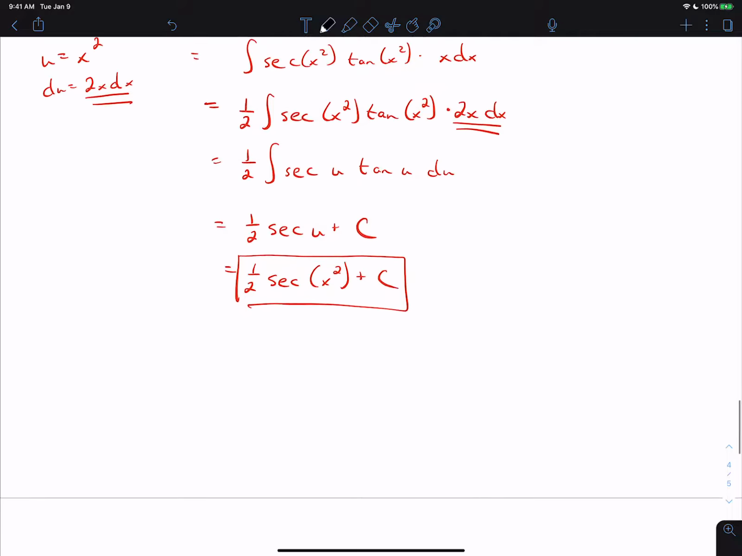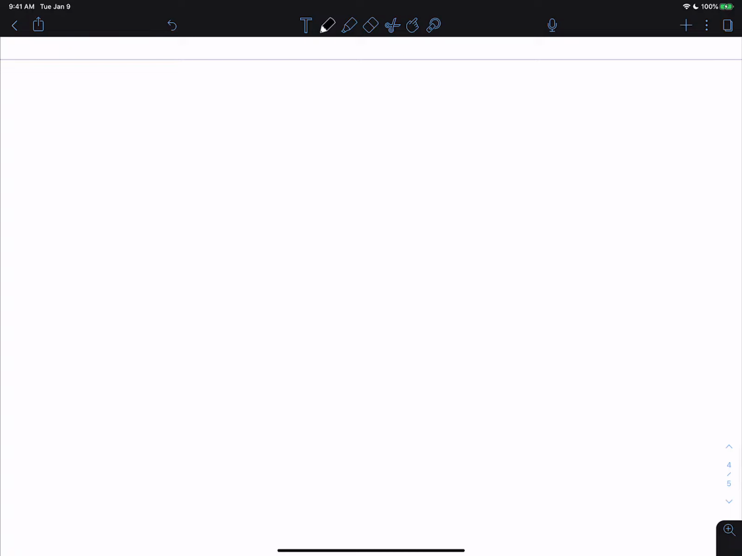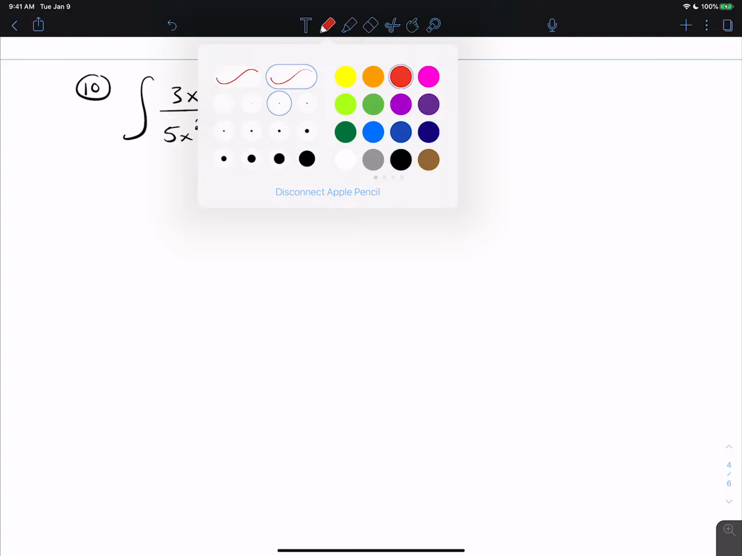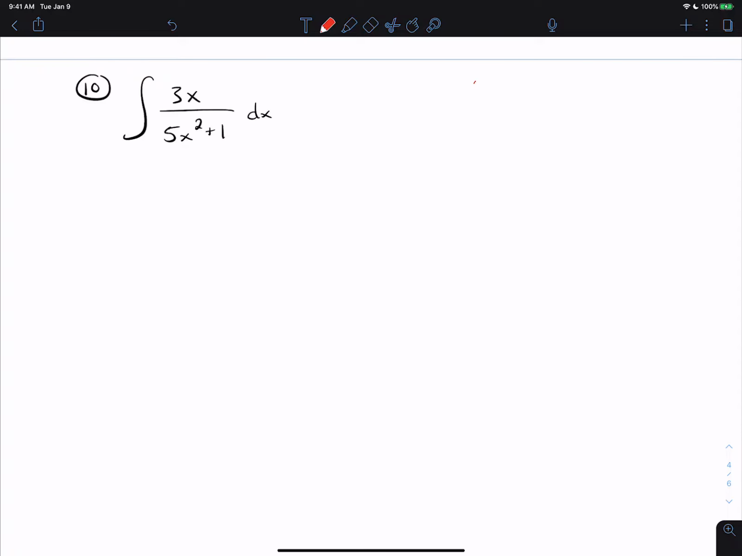Okay, I want to look at a few more examples. So let's say I have 3x over 5x squared plus 1 dx. This problem looks somewhat like an inverse tangent form. It turns out that it's not, and we will talk extensively about that in a future video. But here, the form we're going to try to match is 1 over u du. And so if we do that, u is 5x squared plus 1. Du then is 10x dx.